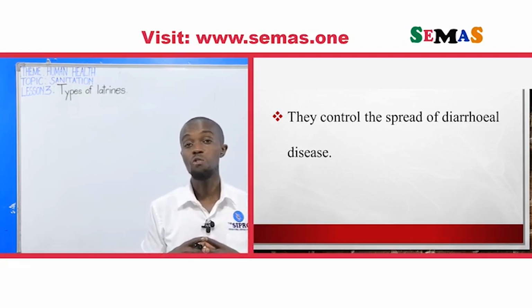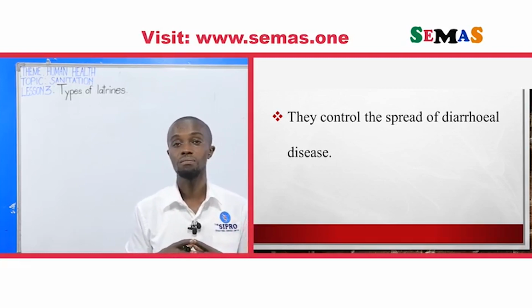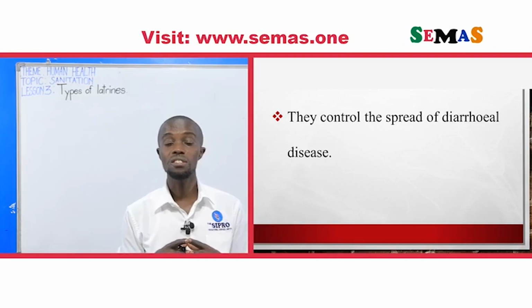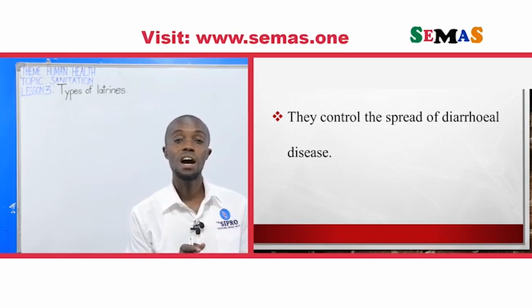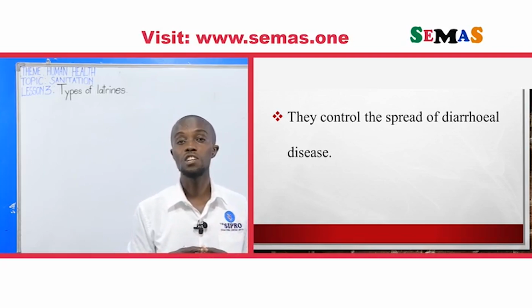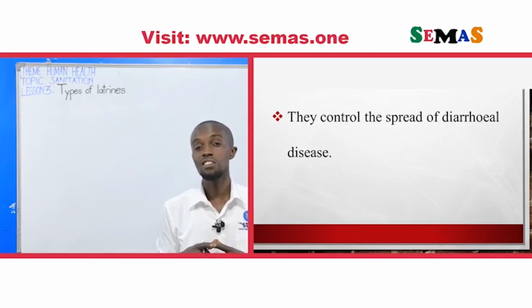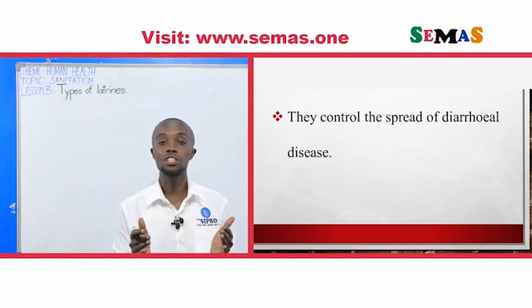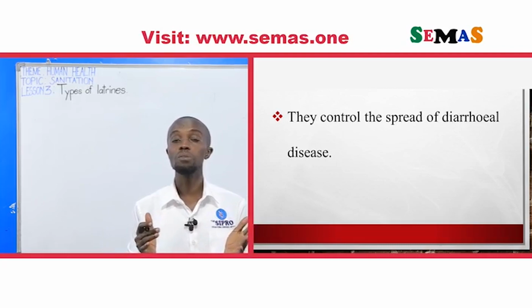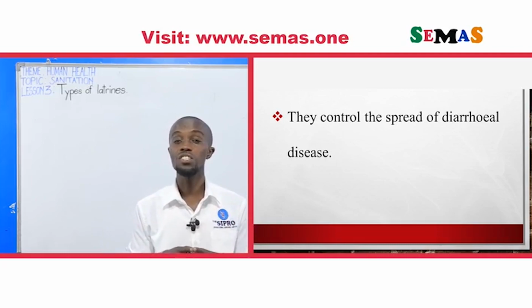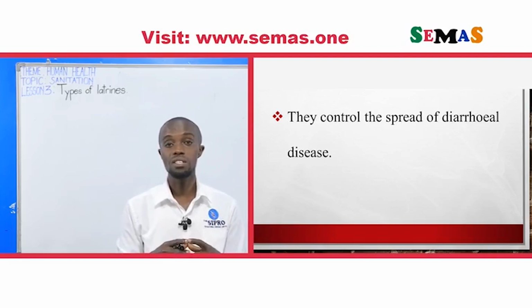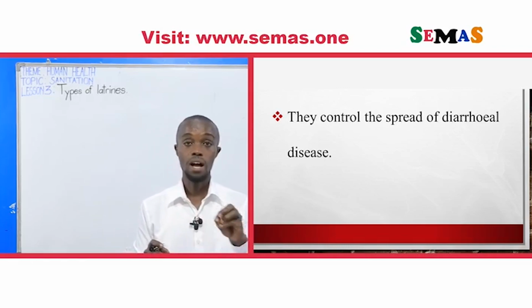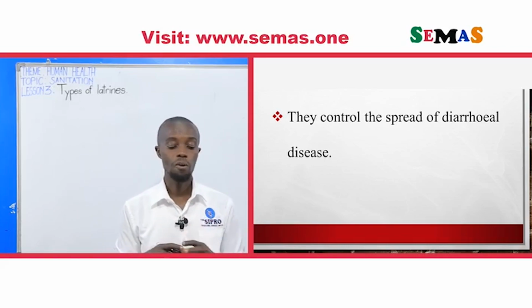Yes, latrines control the spread of diarrheal diseases. How do they control the spread of diarrheal diseases? Whenever people defecate outside, that fecal matter can be carried away by flowing water into our water sources. And as a result, a lot of bacteria can be multiplied, and when we drink that water, when it's unboiled, we can easily get ill health and we become sick. Therefore, latrines help to prevent that unnecessary disposal of fecal matter.